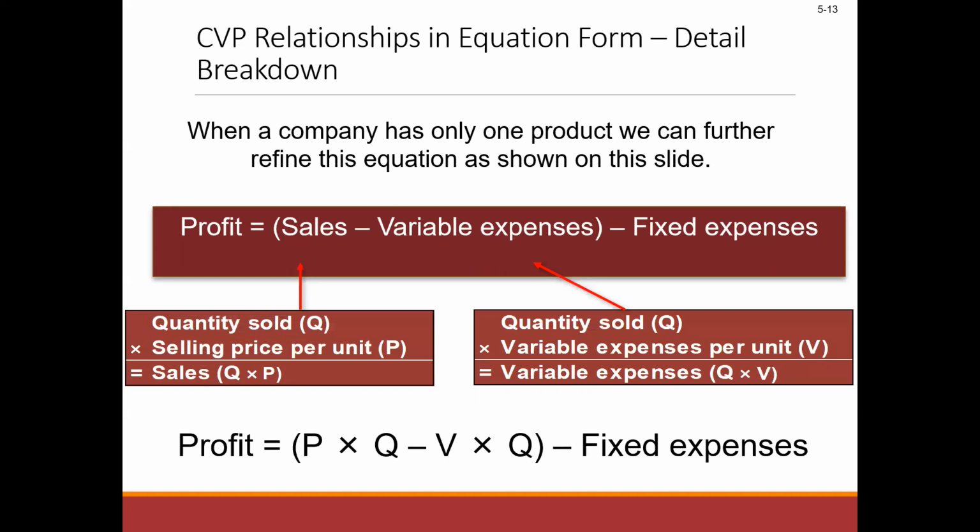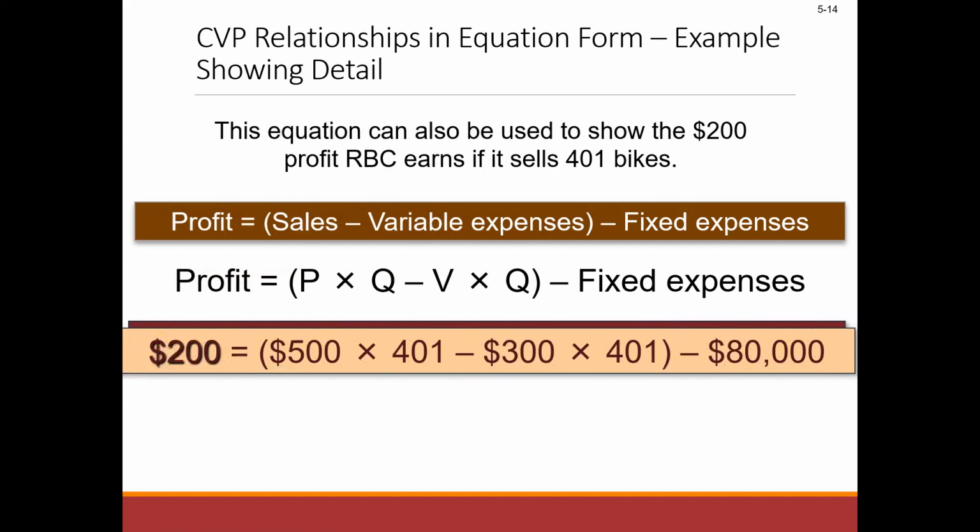When a company has only one product, we can further refine this equation by seeing profit equals sales minus variable expenses, the sales being the quantity sold times the selling price, Q, quantity, P, price, minus variable expenses, Q sold times the variable expenses per unit, minus our fixed expenses. So the equation can be used to show the $200 profit the bike company earns if it sells 401 bikes: price times quantity minus variable cost times quantity, less our fixed expenses.